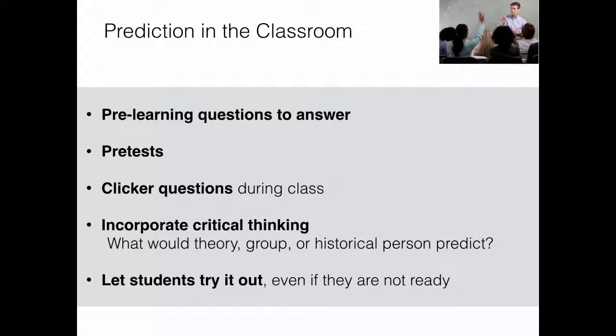Finally, let students try out something or take a stab at it, even if they are not ready. When teaching a new cognitive skill, let students try their hand at it and receive feedback even before they feel they are ready.